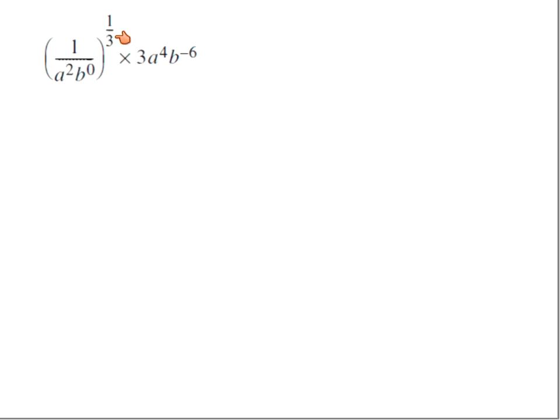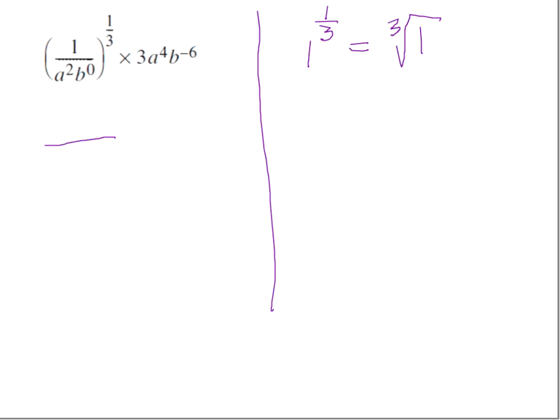So let's do that. Okay, 1 to the power 1/3. I'll just do it on the side. 1 to the power 1/3 is the same as the cube root of 1. So what number do we multiply by itself 3 times to get 1? It's 1. Okay, that's good.